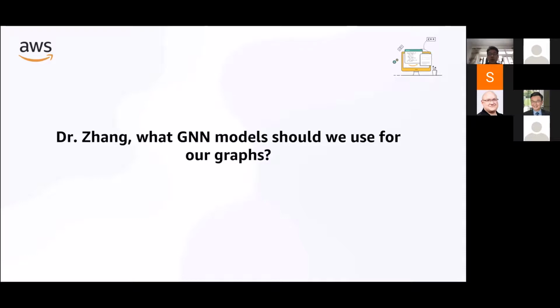Many times our customers do have some knowledge about graph neural networks. So they will ask me, what kind of models should we use for our graph? They have their business case, their specific business scenario, and their graph data. They want me to give them this guideline. So that's kind of a tough question.